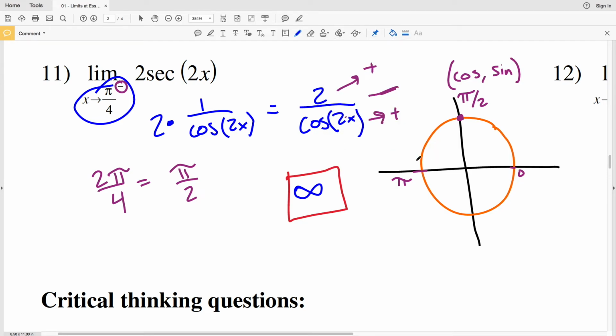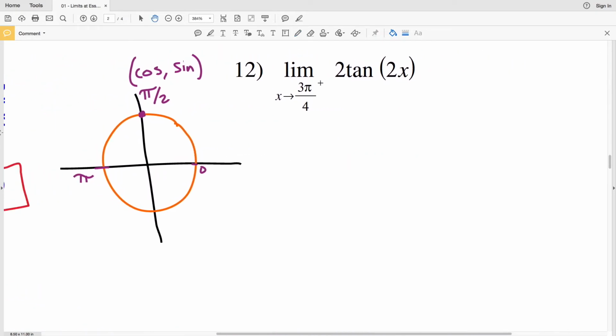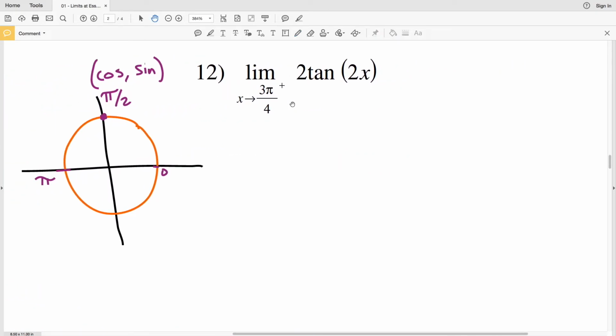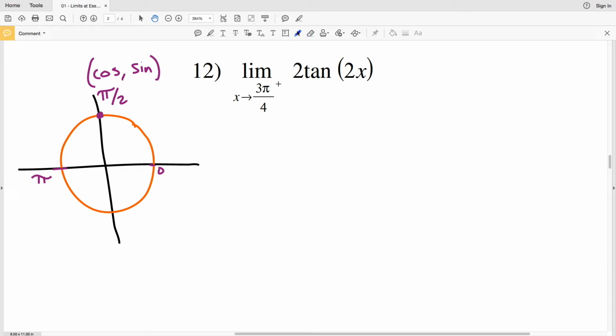Now let's move on to number 12. For number 12, we're going to be doing the same thing. I'm going to rewrite this so that we have it in a fraction form. So 2 times the tangent of 2x, I can rewrite the tangent of 2x as sine over cosine. So I'm going to have 2 times the sine of 2 times x all over the cosine of 2x.